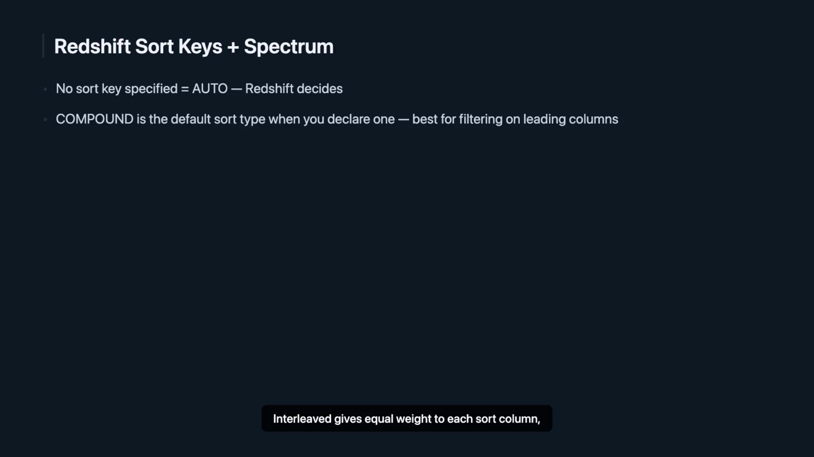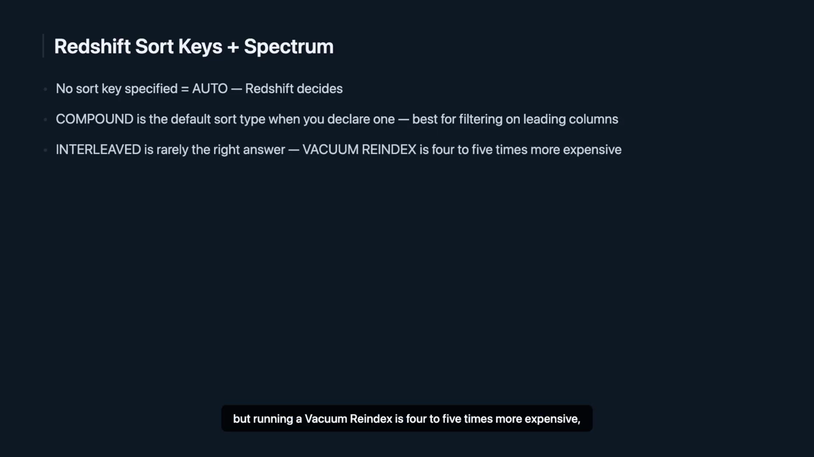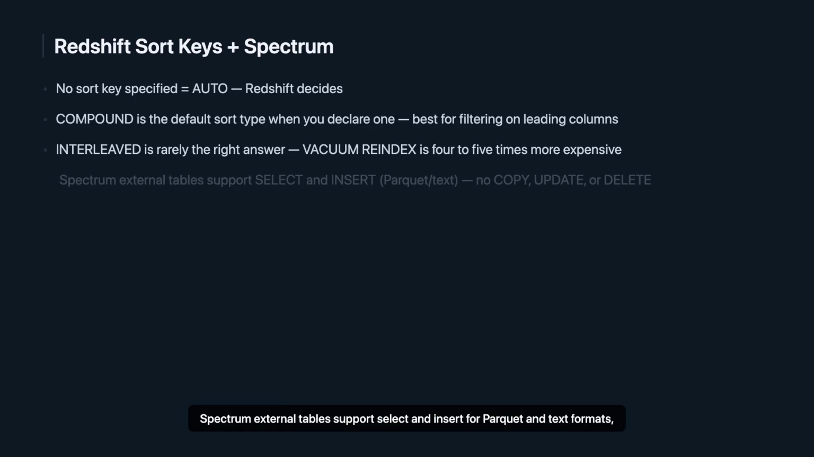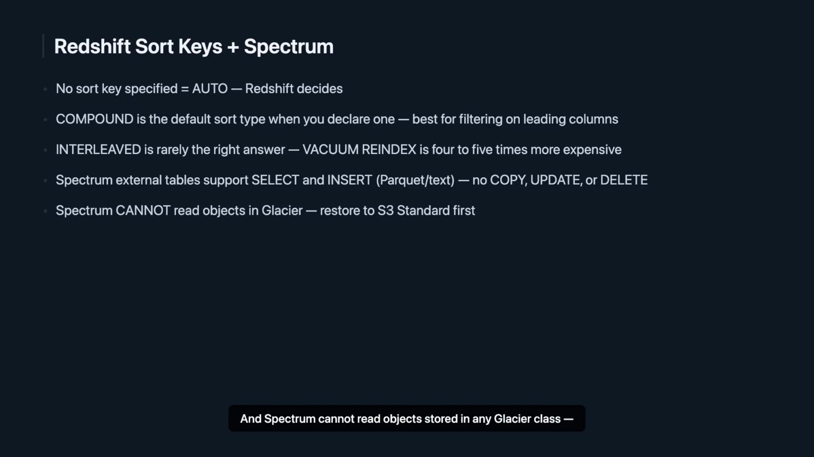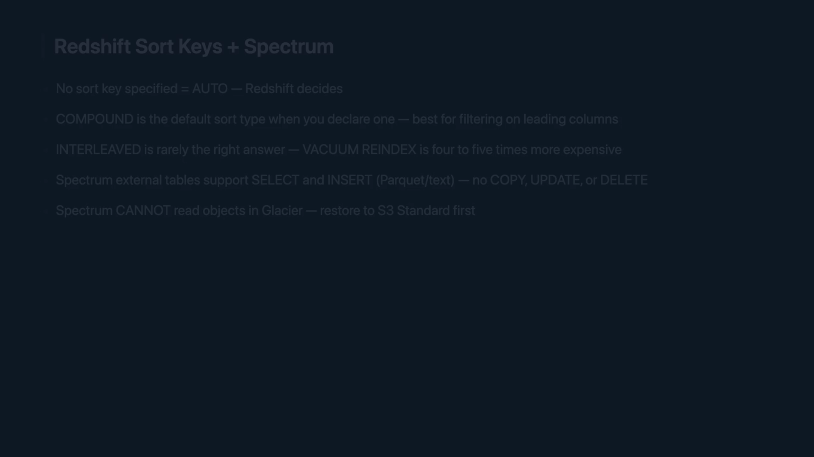Compound is best when queries consistently filter on the leading columns, like a phone book sorted by last name then first name. Interleaved gives equal weight to each sort column, but running a vacuum reindex is 4 to 5 times more expensive, so it's rarely the right answer. Now Spectrum. Spectrum external tables support select and insert for Parquet and text formats, but you cannot copy into them and you cannot update or delete rows. And Spectrum cannot read objects stored in any Glacier class.